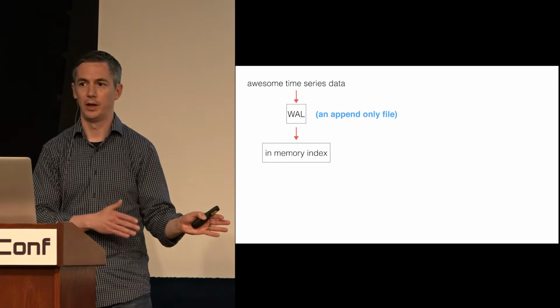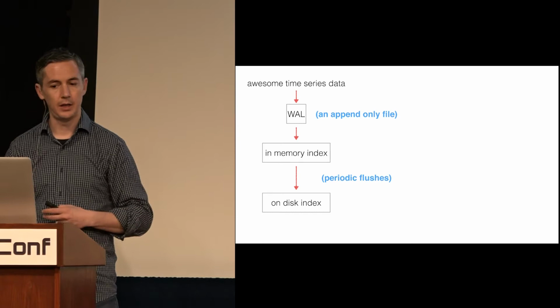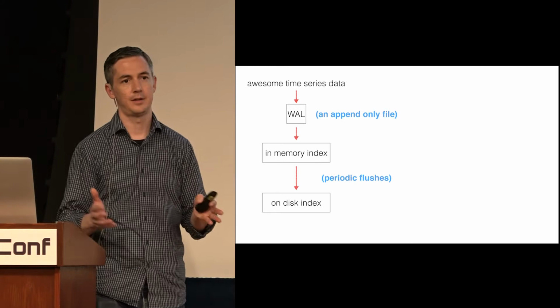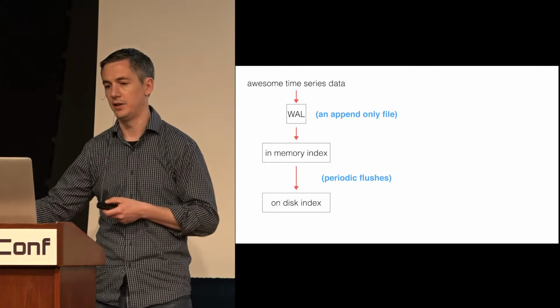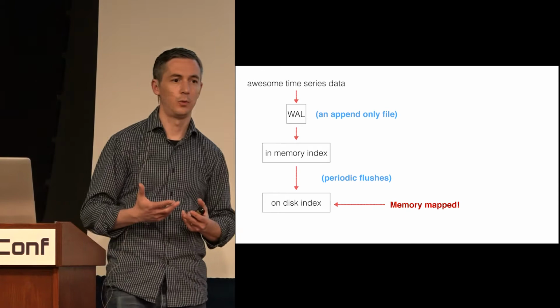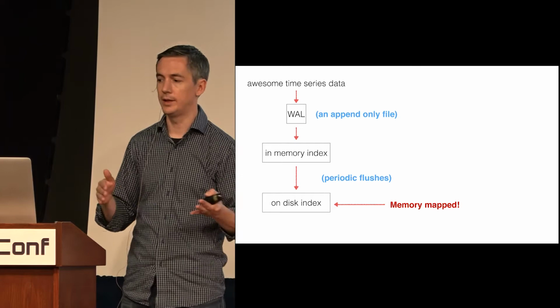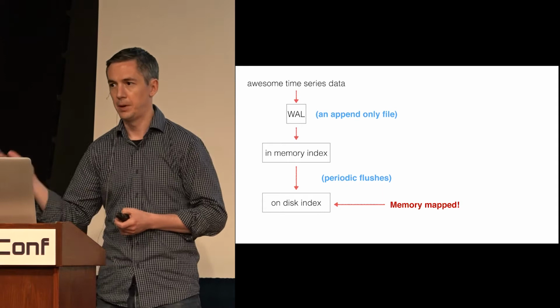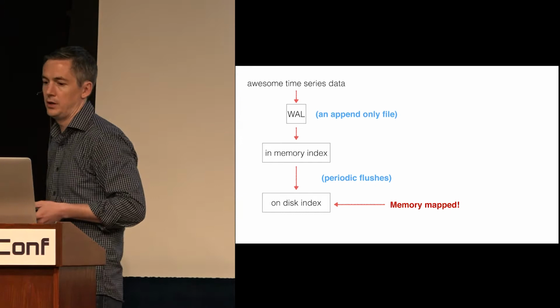And then periodically, we'll do flushes of this in-memory index to what we call TSM files, which are basically those SS tables. They're files that are indexed, that have a specific structure, that are read-only files. And we also memory map those files, so we can access them like they're an array. But more importantly, we let the operating system handle caching for us, right? We let it page stuff in and out of memory so that we don't have to write all that logic ourselves. So we get a bunch of stuff for free by memory mapping the files.